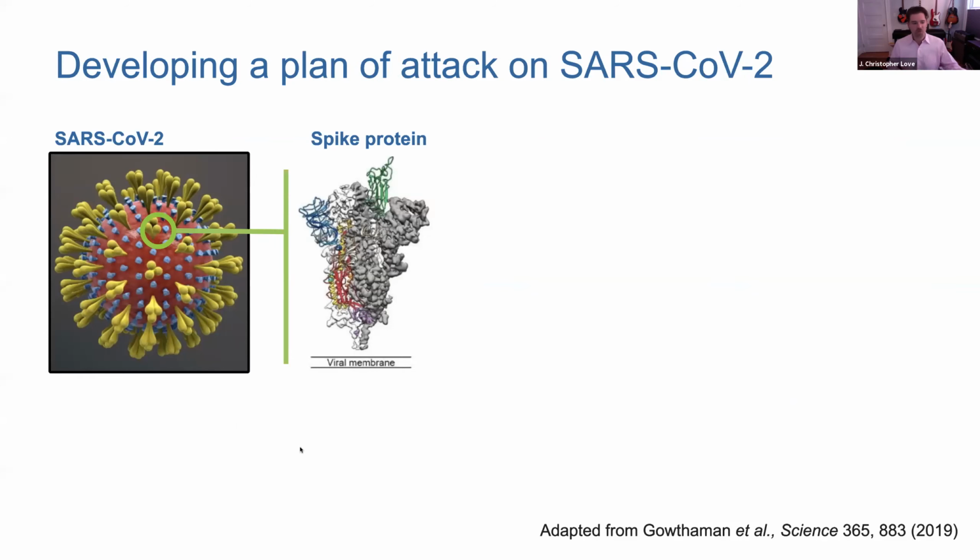So what do we do? What do we go after? What's the strategy that we want to adopt here? We need to come up with a plan of attack on this. SARS is this coronavirus, as we've seen. We've all seen pictures like this now in the news. The spike protein is the piece that's accessible on the outside.